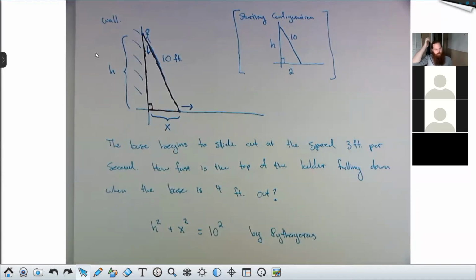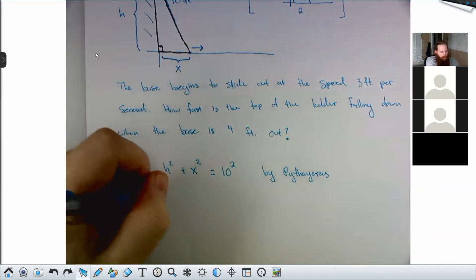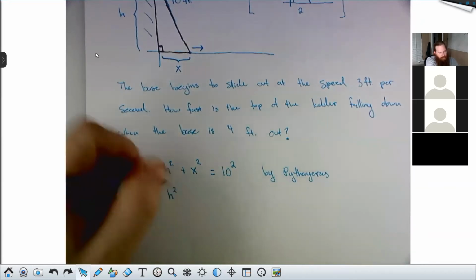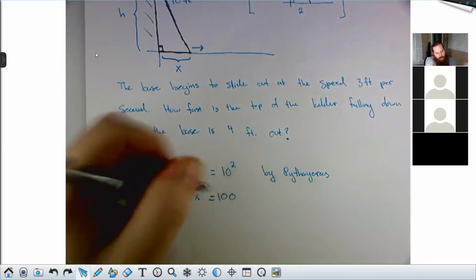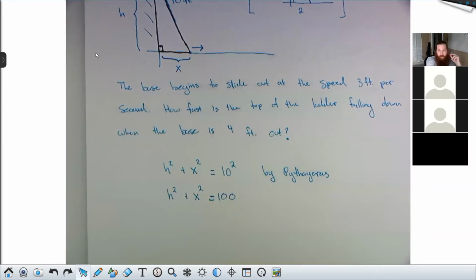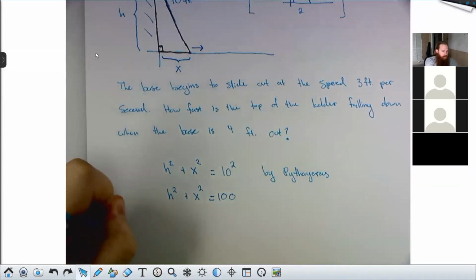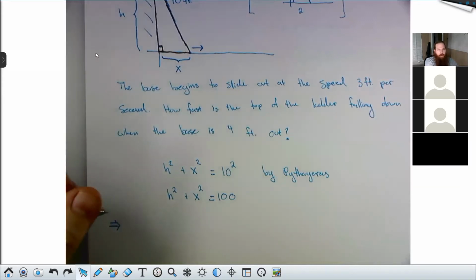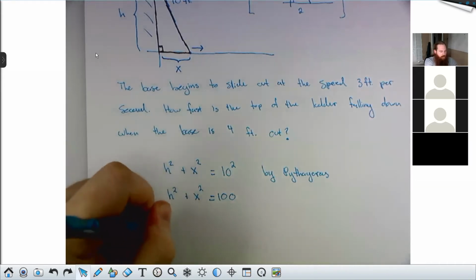Yeah, very good, the Pythagorean theorem. Now 10 squared is 100. So we have h squared plus x squared equals 100. And this I can differentiate through. So now I apply d/dt to both sides, because again, I'm asking how are things changing over time? So I apply the operator d/dt to both sides.